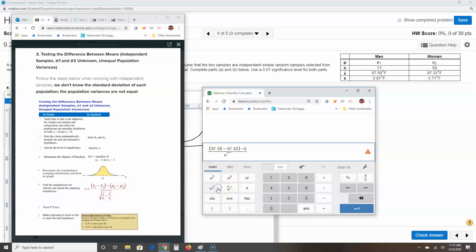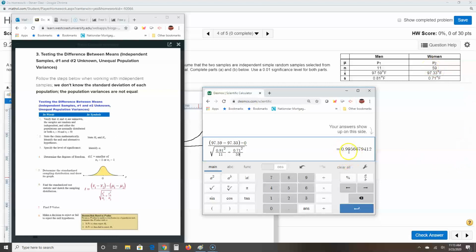Over the square root of, now I'm going to have a fraction, S1, which is the standard deviation of the man, 0.81. And don't forget, you have to square that. Over the sample size, which is 11, plus, again, we're going to do now S2. So fraction S2, 0.71, that's the standard deviation of the woman. I had to square that over the sample size, 59. And there is your T, your test statistic.